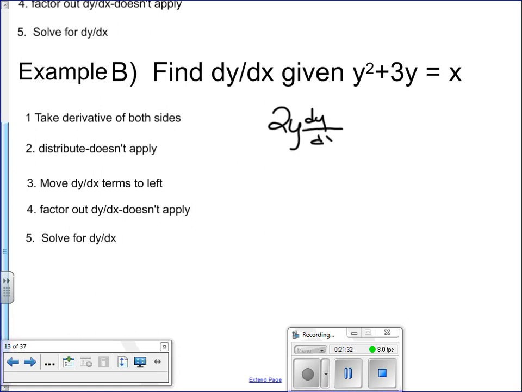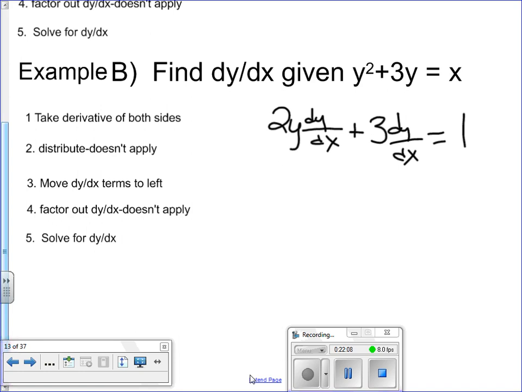Aha, they remembered. 2y dy/dx plus, now I have to take the derivative of 3y. That's a constant multiplier, so that can just hang out. So it's 3 times the derivative of y, and the derivative of y is dy/dx. That's the one thing you've got to remember. It's not just, derivative of x is 1. The derivative of y is dy/dx. And then it has to equal the derivative of the other side, 1.